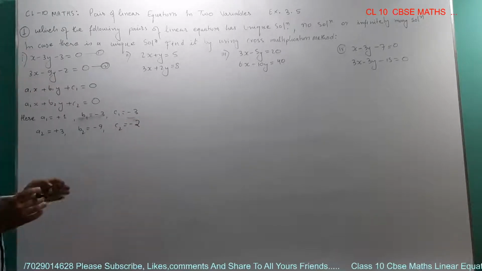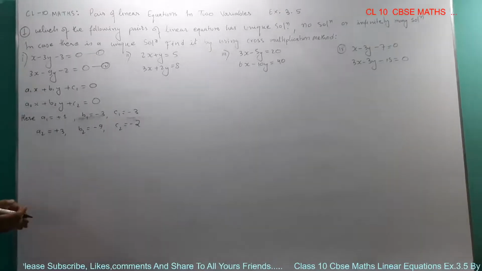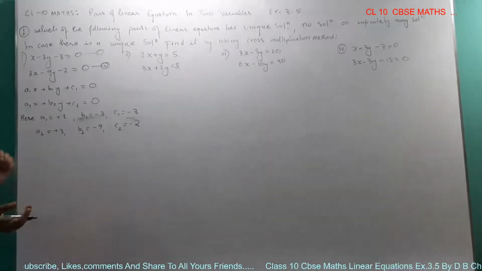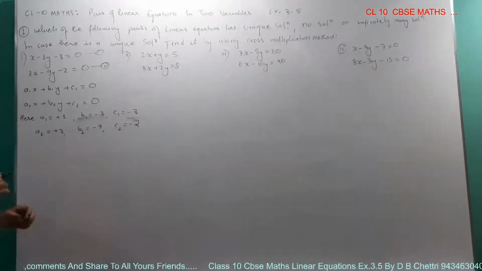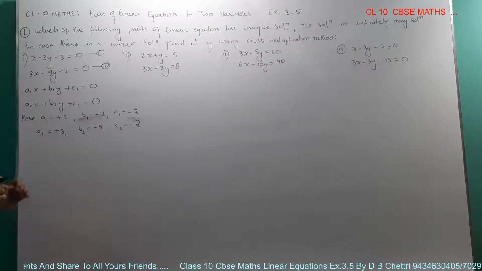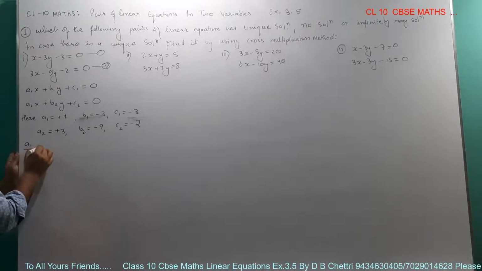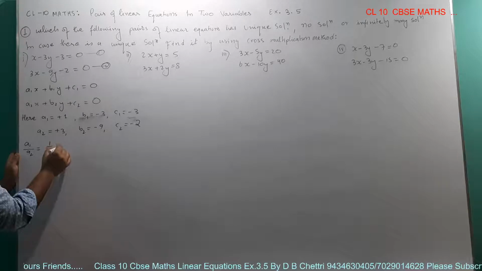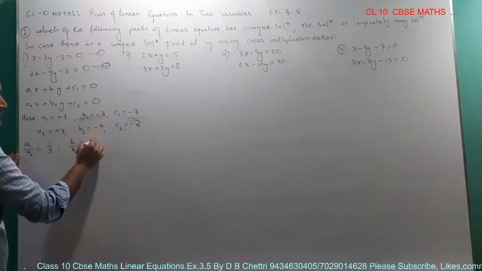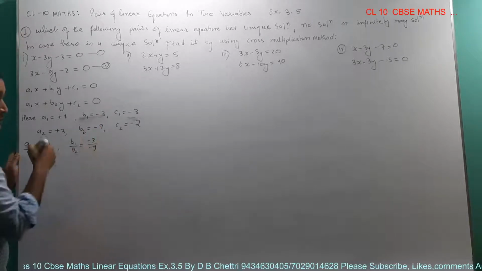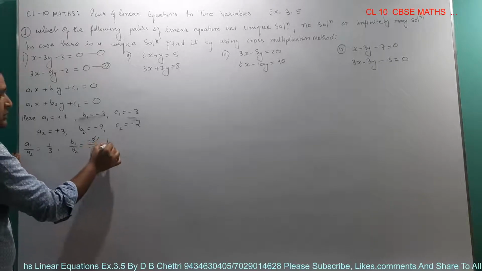We already learned how to check what kind of equations are given. If you missed that video, please go through the playlist, it is in the first or second video of this chapter. Now let's get the ratio of a1 by a2. a1 by a2 means 1 by 3. Then b1 by b2 means minus 3 by minus 9. If possible, cancel it. Minus minus cancel. 3 ones are 3, 3 threes are 9. So we got 1 by 3.